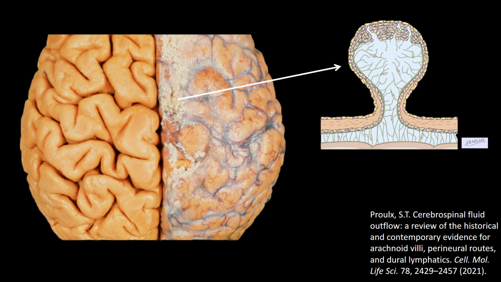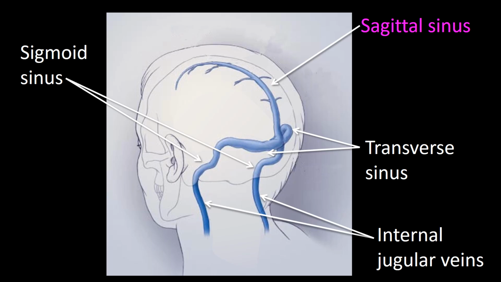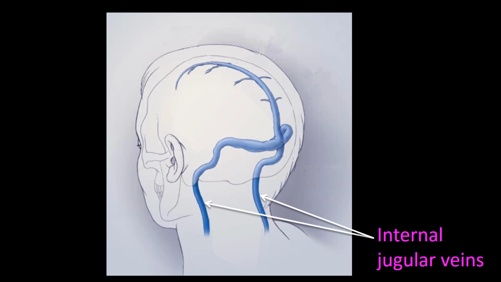In this figure, you can see arachnoid granulations on the right hemisphere, looking like a conglomeration of small sand pebbles. The granulations bring the CSF to the sagittal sinus. From there, mixed with blood, it goes to the transverse sinus, sigmoid sinus, to reach the internal jugular vein.